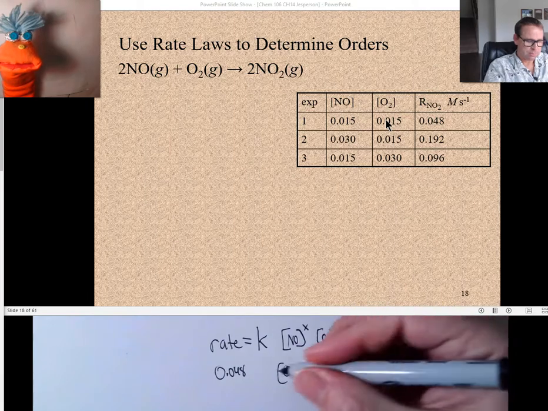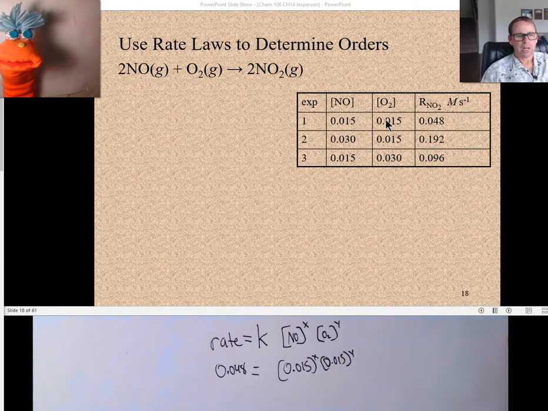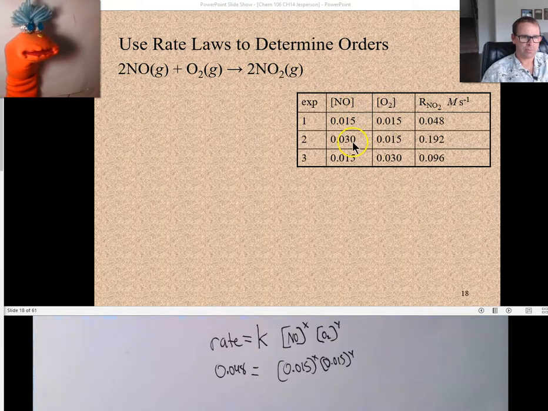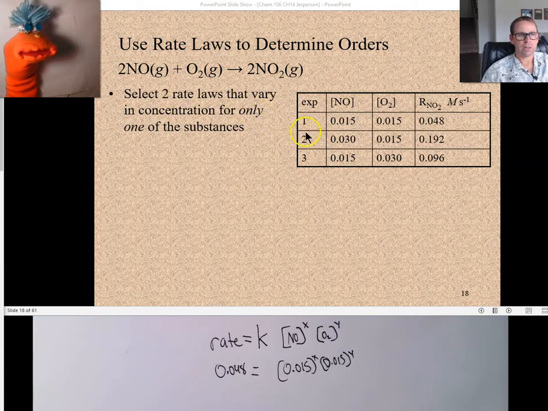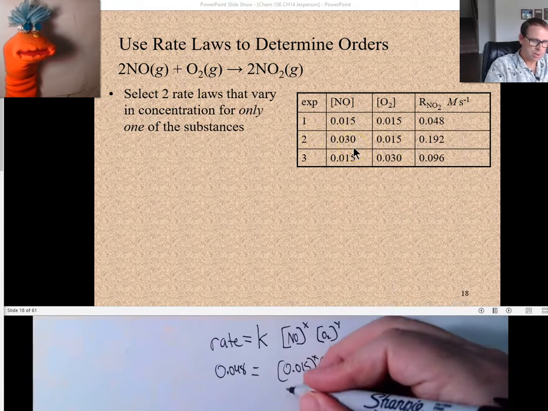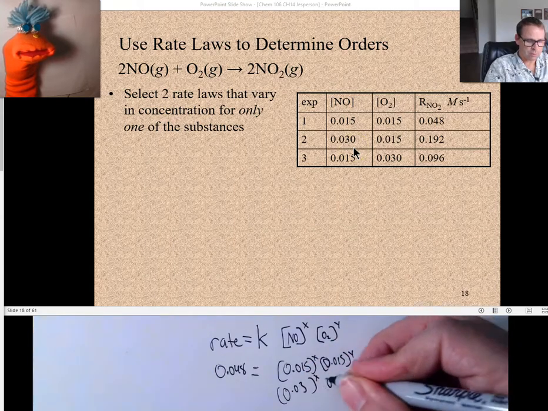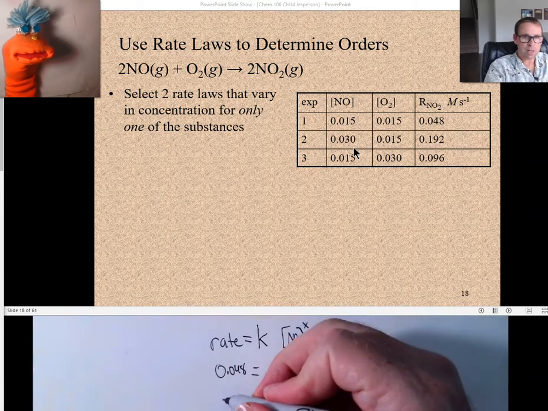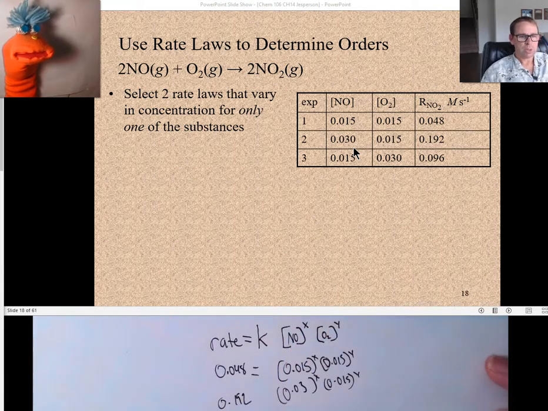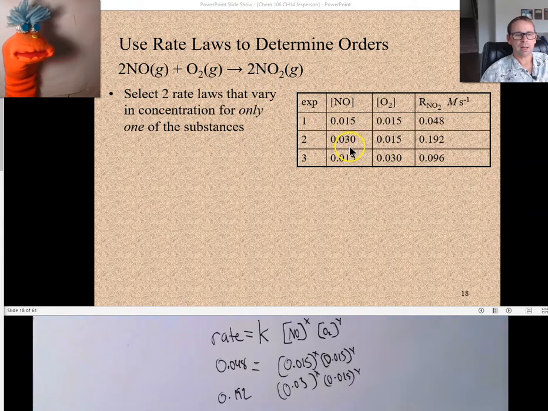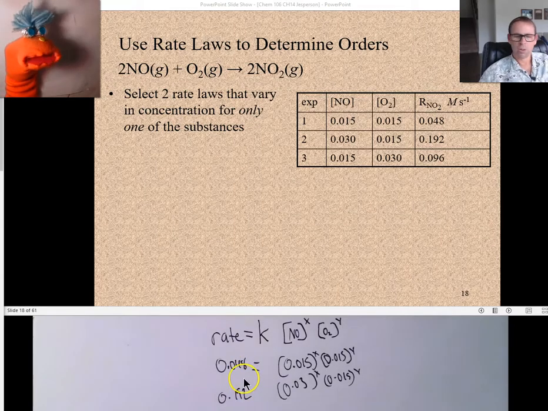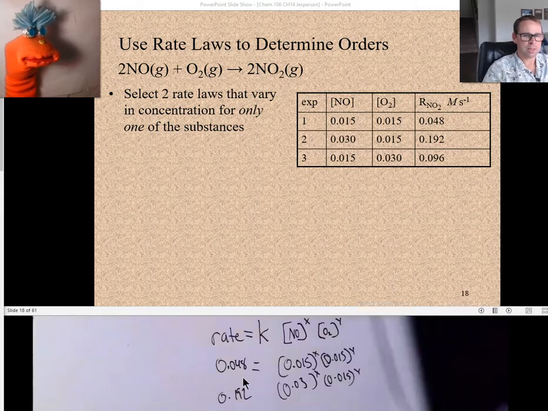Now remember, these are raised to some exponents. We don't know what they are. And then we write a second experiment down beneath here. So we're doing 2 rate experiments here, where this is 0.03 to the x, and this is 0.015 to the y, and the rate here is 0.192. So in these 2 experiments, what we see is that as you double not A, but NO, it does something to the rate. How does it change the rate? Is that double? Well, it's a little more than double, isn't it?